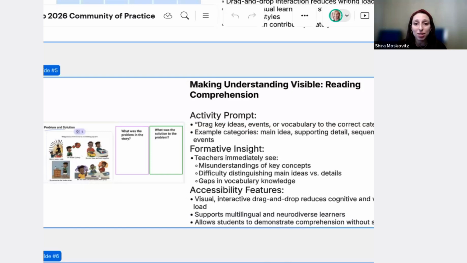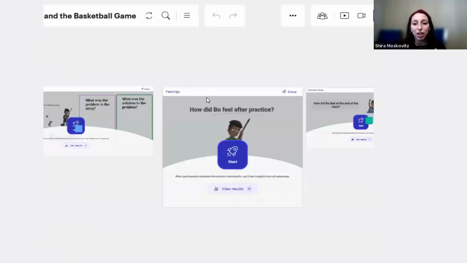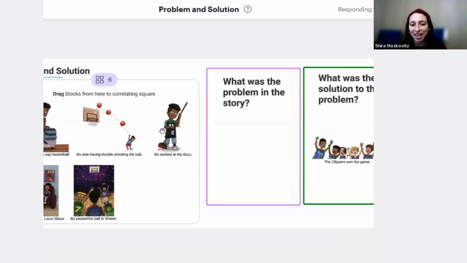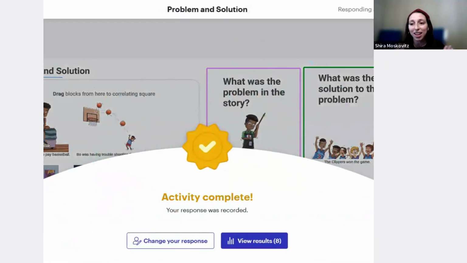And I had students also here of some of the lowest cognitive functioning students that I've taught, but they were able to drag which part of the story was the problem and what was the solution. And they had fun and they loved that at the end of it, it celebrates them no matter what their response was. That confetti throw is everything to some students.